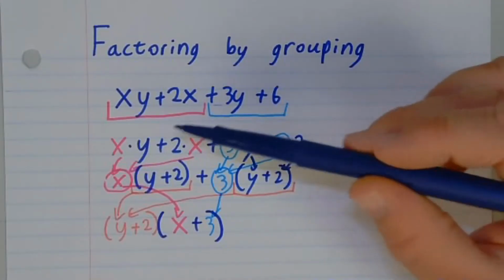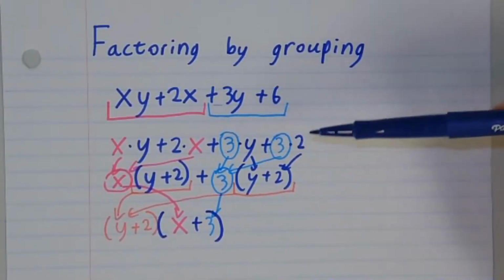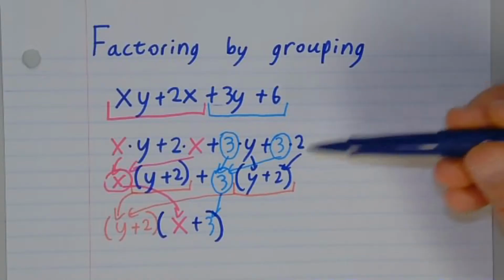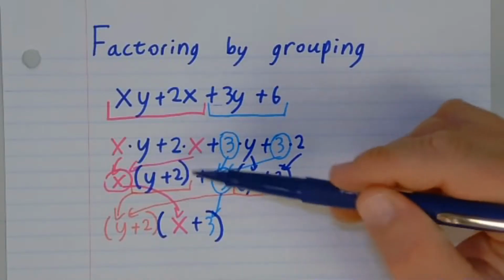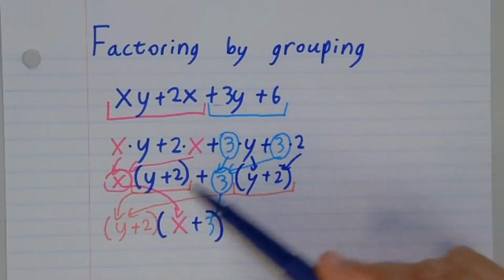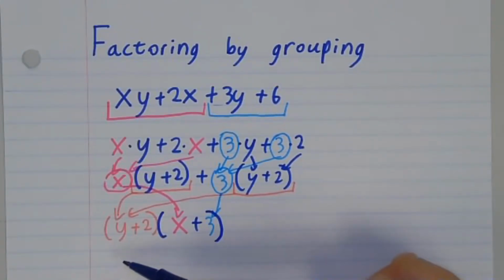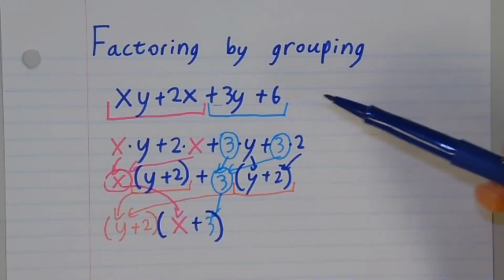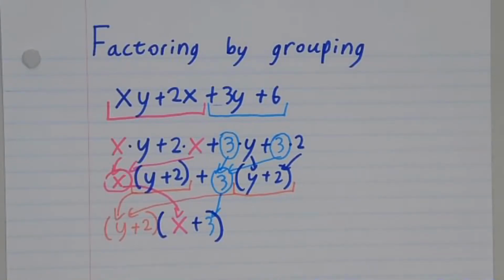I grouped it into two-term expressions that I was able to factor something out of. And since luckily I ended up with the same factor each time, I could then factor that out. And I have now factored this into a multiplication problem. And if I multiplied this out, I would get my original expression back. Let's do a few more examples.